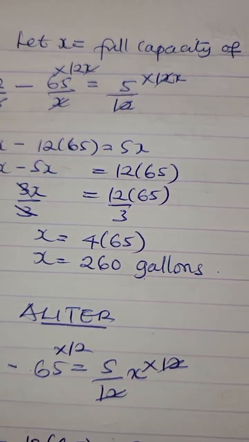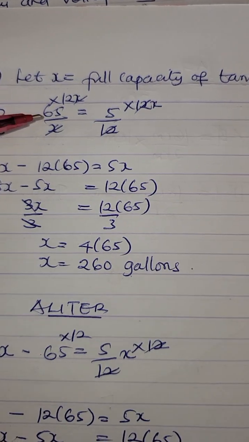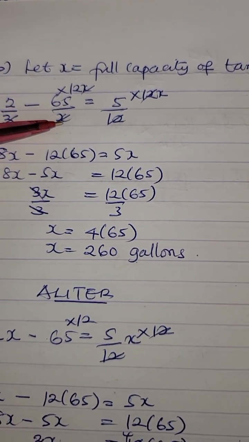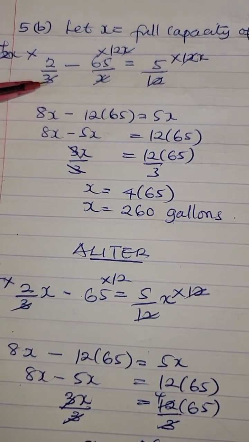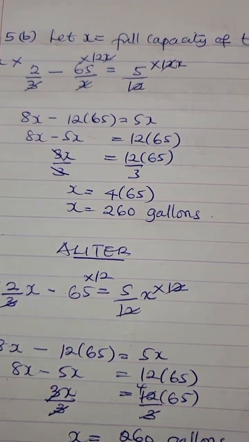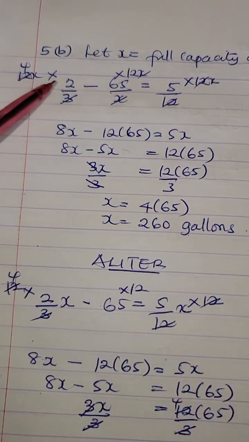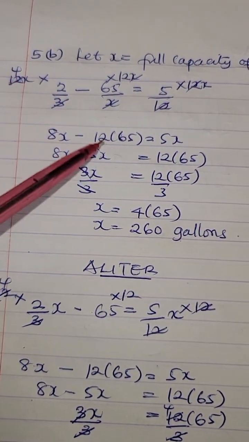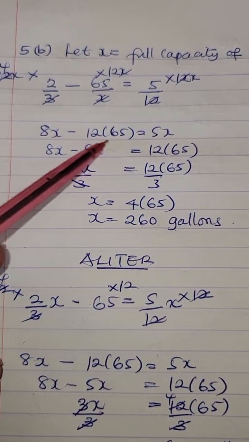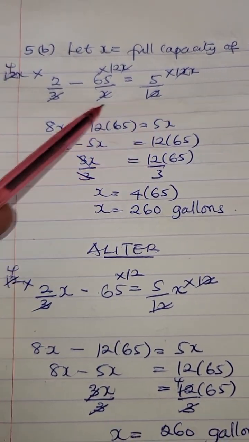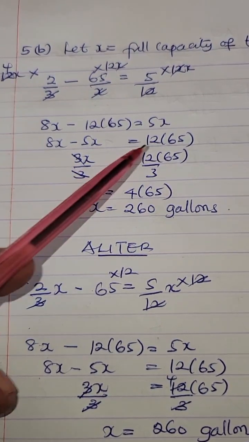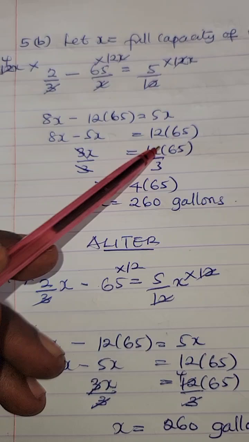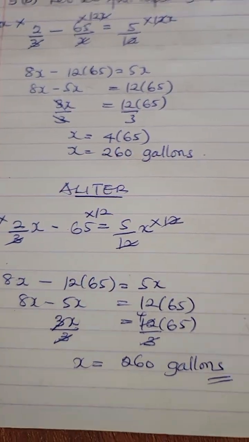So it's 2/3. If X is the full capacity, then the fraction for the 65 gallons that were used is 65 out of the total X. If you take that from 2/3, you get 5/12. So multiply it through by the LCM, which is 12x. That's 4 times 2, 8x. Then this, I know I'll divide eventually, so I don't multiply. 5 times x is 5x. This becomes 8x minus 5x, 3x. Then this is negative, it goes to become positive. Divide by 3: 3 here 1, 3 here 4, 4 times that is 260 gallons.